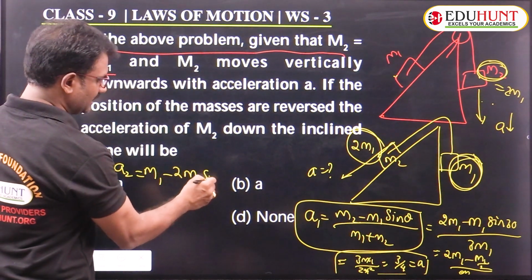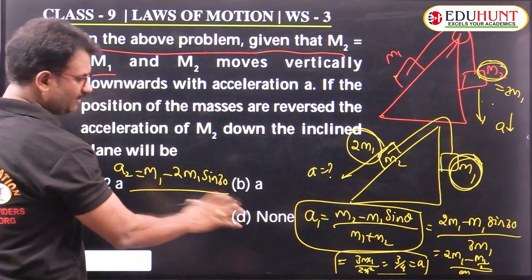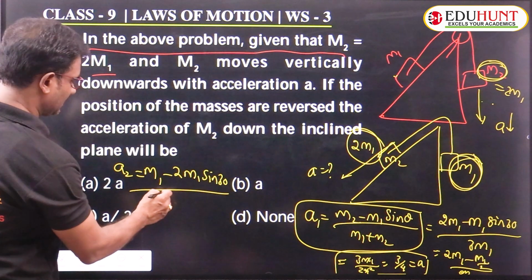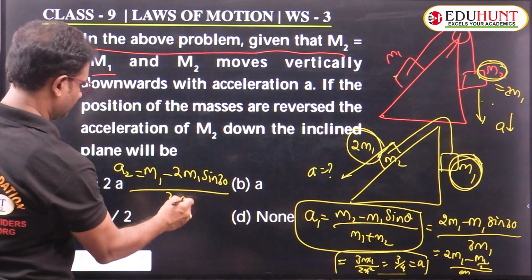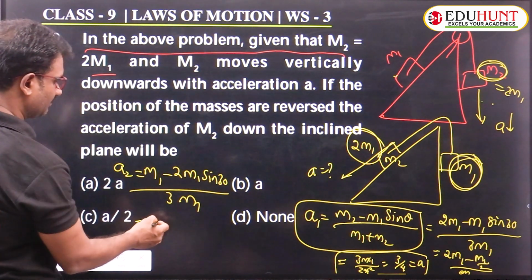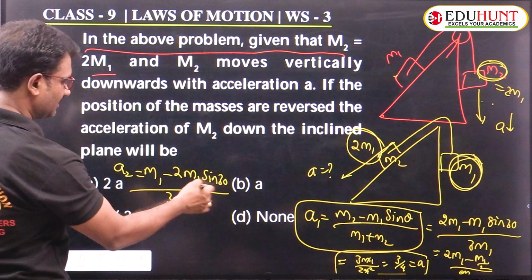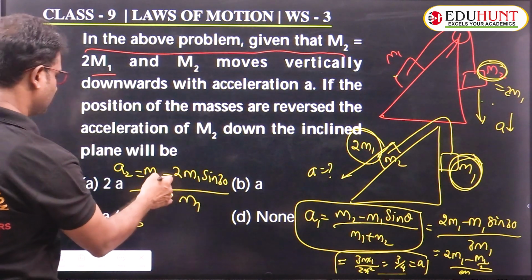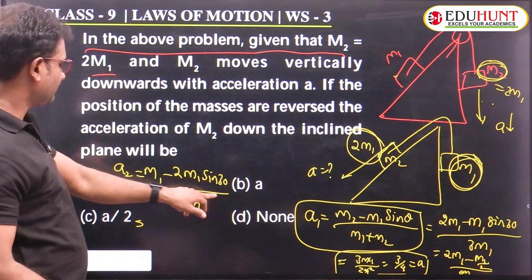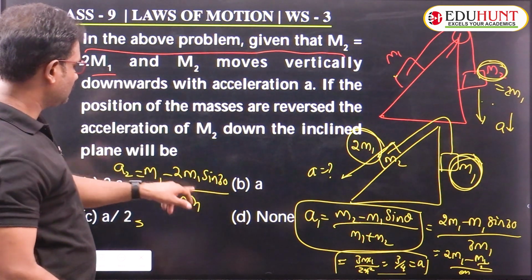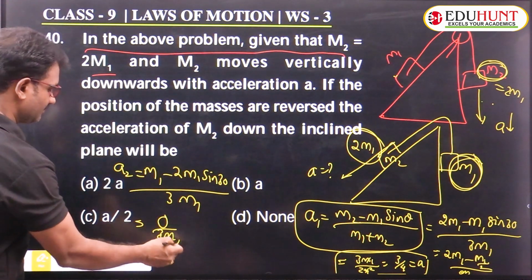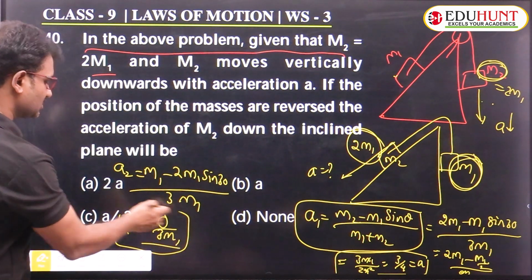2M1 into sin 30 by the denominator, which remains the same because M1 plus M2 means M1 plus 2M1, which is equal to 3M1. So this is equal to M1 minus 2M1 into sin 30. Sin 30 means half of 2, and it cancels. So it's nothing but M1 minus M1. This 2 gets cancelled. M1 minus M1 means this is 0 by 3M1. Here in this case acceleration is 0.